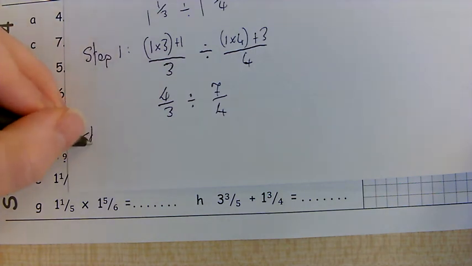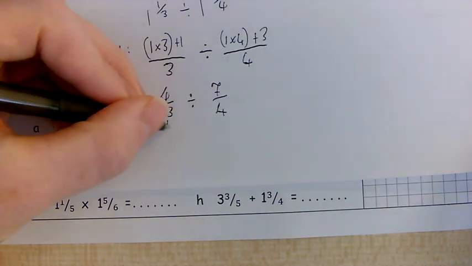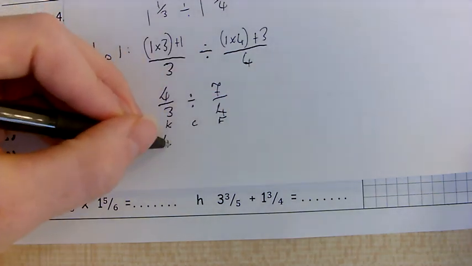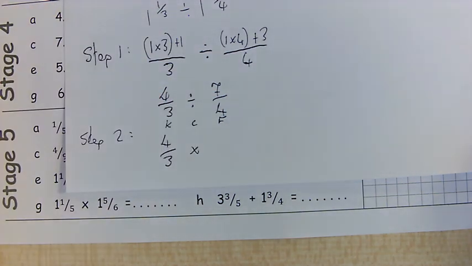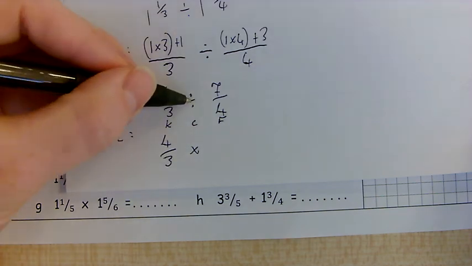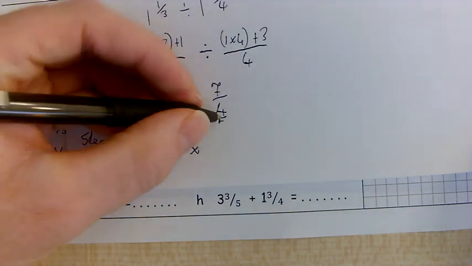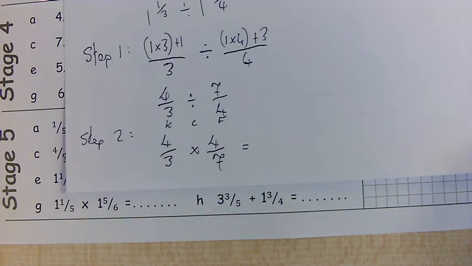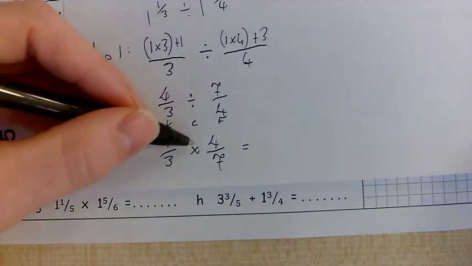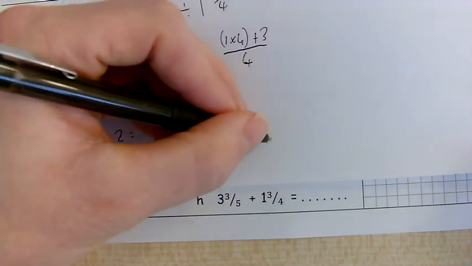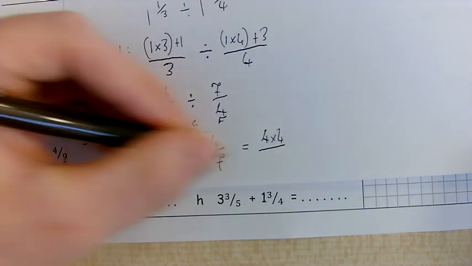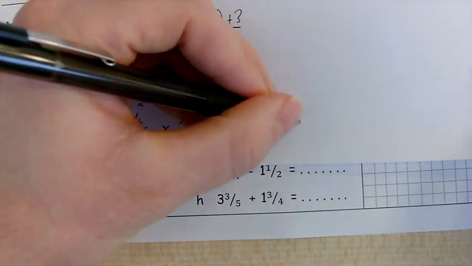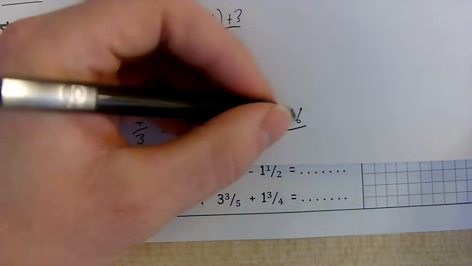This comes back to our keep, change, flip, and that's our second step. So it is 4 over 3 multiplied, because remember we're changing division to multiplication, and we flip the final fraction, so it becomes 4 over 7. And again, when we're multiplying, we multiply straight across. So it is 4 times 4 over 3 times 7. And our answer becomes 16 over 21.